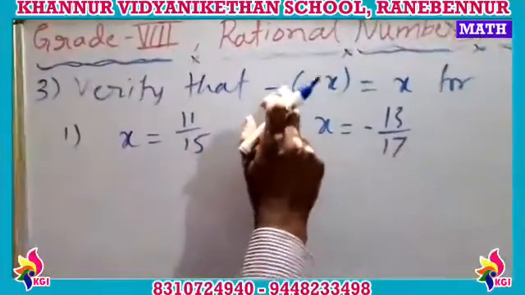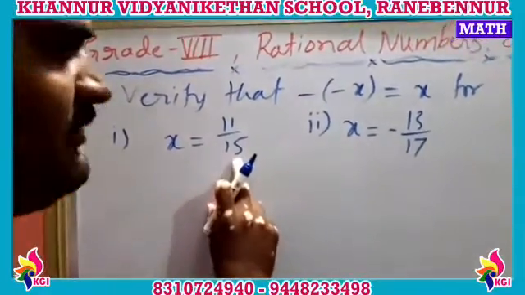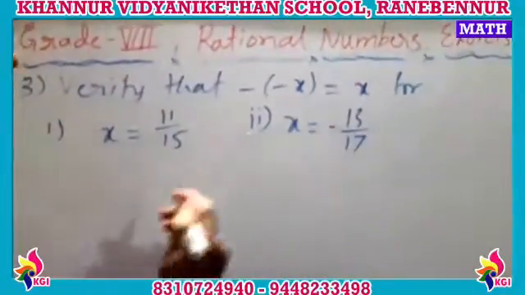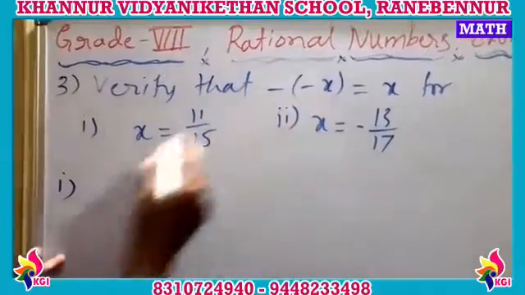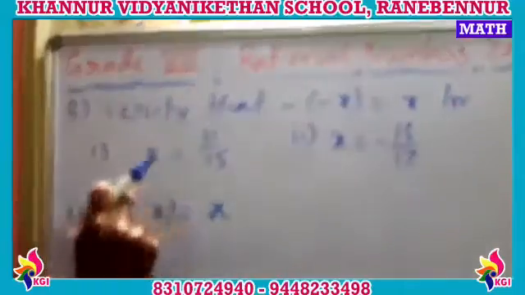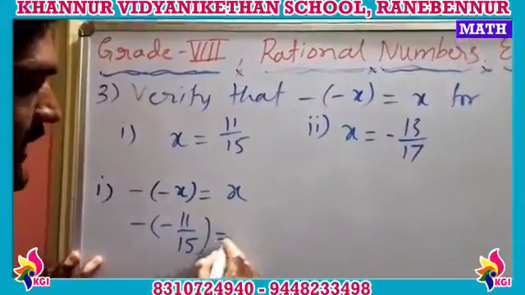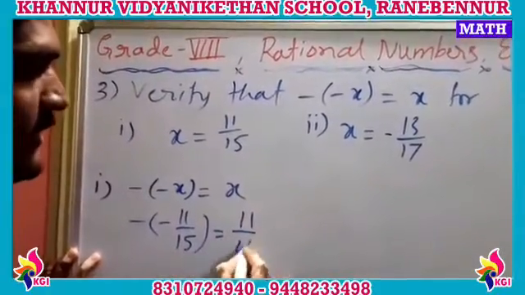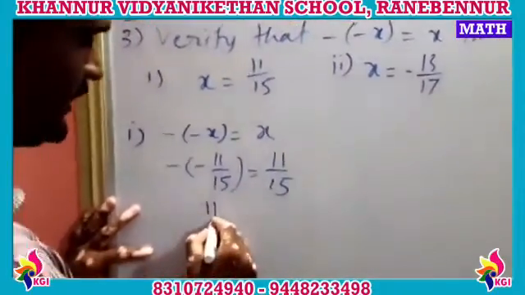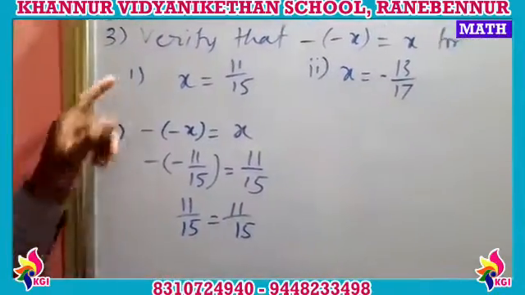Verify that minus of minus x is equal to x for this first one, x is equal to 11 by 15. Second one, x is equal to minus 13 divided by 17. I go for the first one. The question is minus of minus x is equal to x. The x value is given, so minus of minus x value is 11 divided by 15, that is equal to x, that is 11 divided by 15. Minus into minus is plus, which I will not mention. It is to be understood: 11 by 15 is equal to 11 by 15. It holds good for the first.